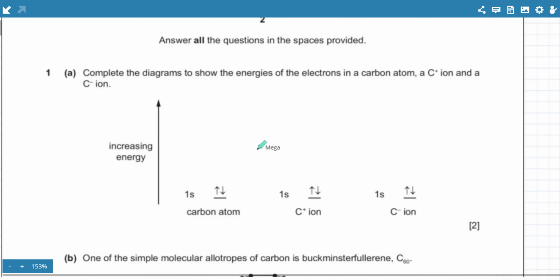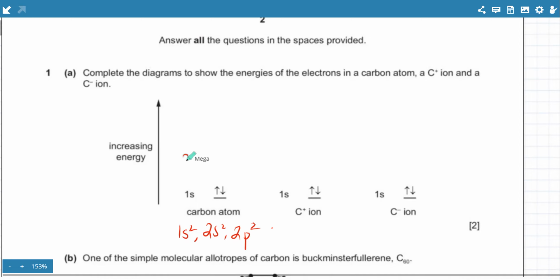What is a carbon atom? What's the electronic configuration of 6 electrons? It's 1s2, and then you have 2s2, and then you have 2p, how many? That's 2. So 2p2. So that's the electronic configuration of a carbon atom.